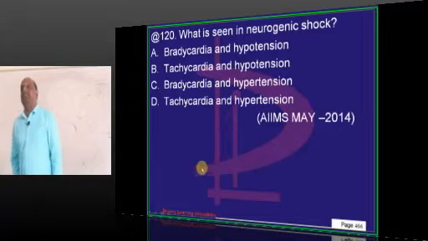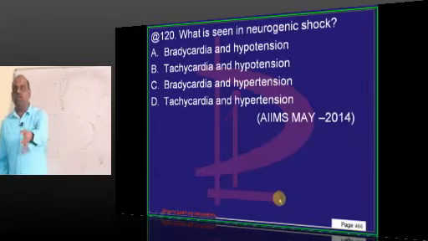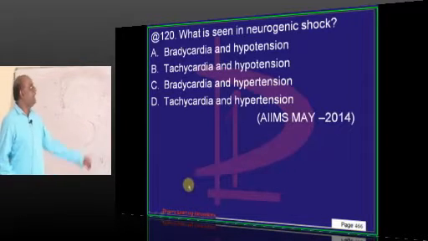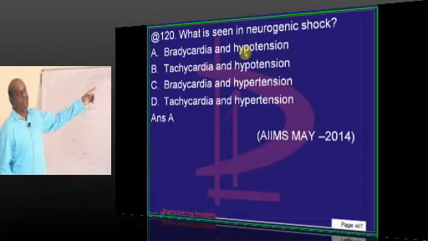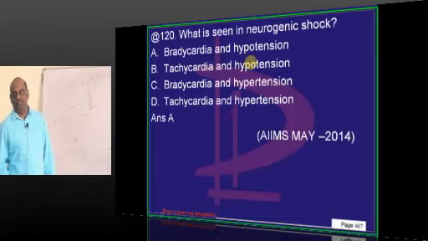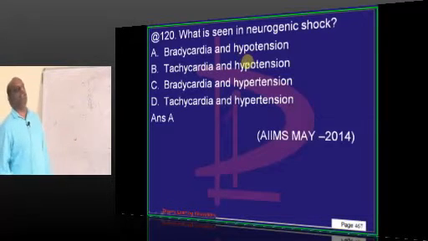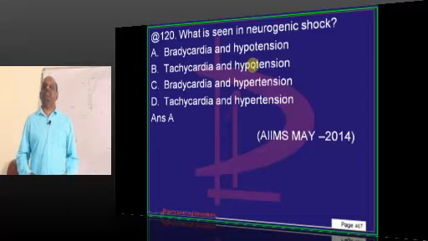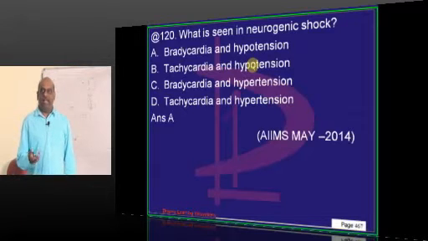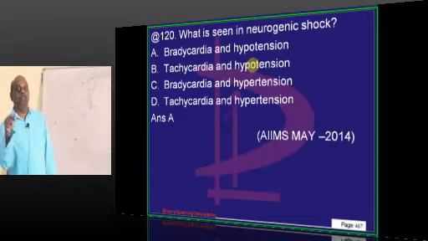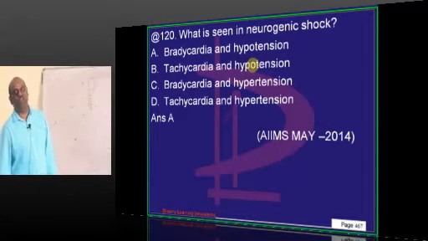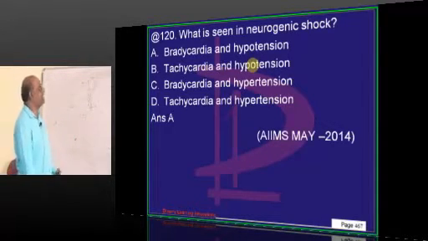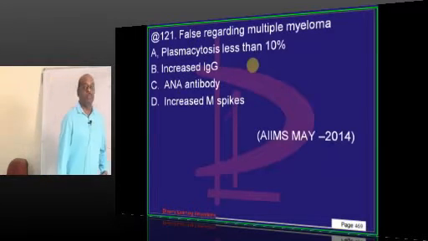Different shocks. What is the difference? If it is a neurogenic shock, typically what will happen, doctor? The patient will have hypotension. Whenever we have hypotension, what will our autonomic nervous system do? It will accelerate the heart. But neurogenic means there is a paralysis of that. So tachycardia won't be there. Bradycardia and hypotension is what you will typically come across in case of neurogenic shock.